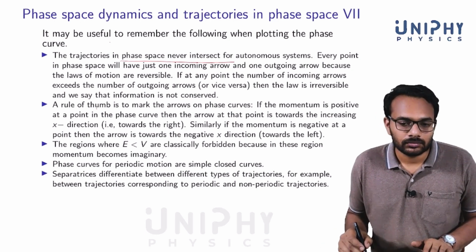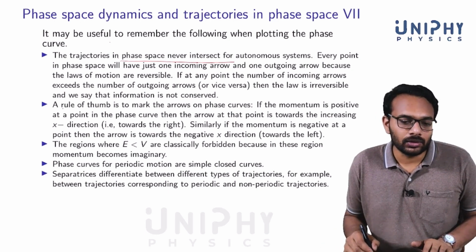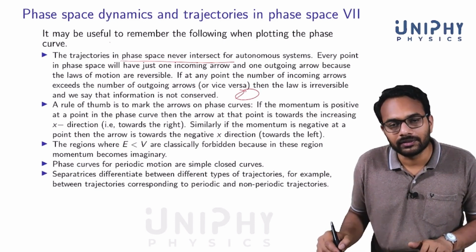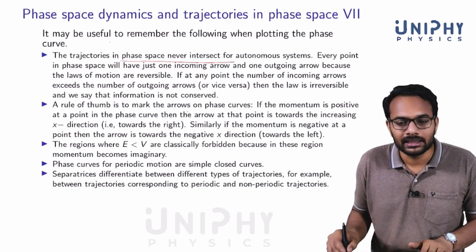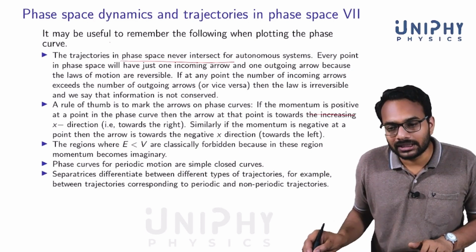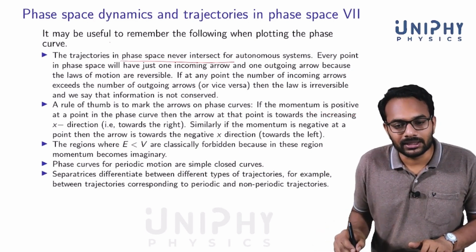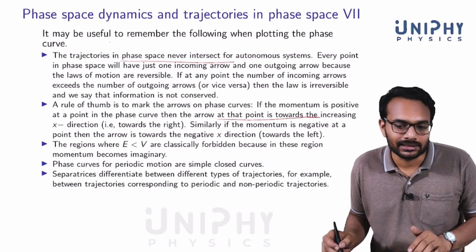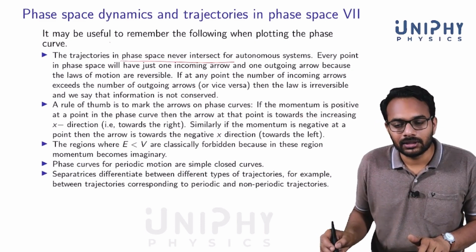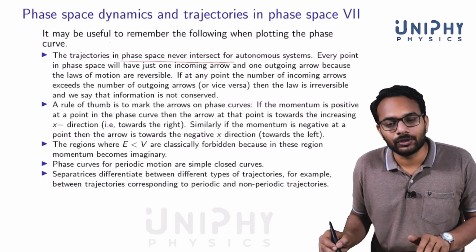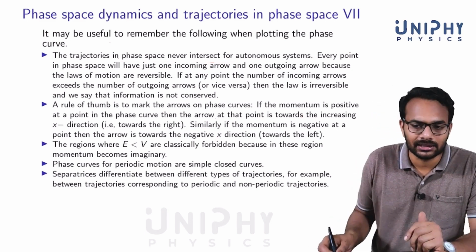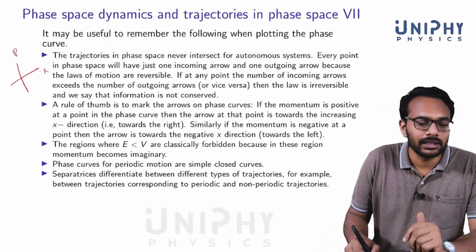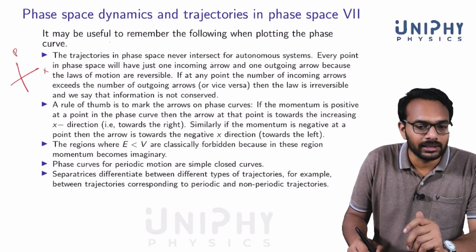Now let's talk about marking arrows. We said that we need to mark arrows on the phase space trajectory. A rule of thumb is that if the momentum is positive at a point in the phase curve, then the arrow at that point is towards the increasing x direction, towards the right. If the momentum is negative, then the arrow is towards the negative x direction. How do you see this? Suppose you have this p-x plot. In which cases is the momentum p positive?